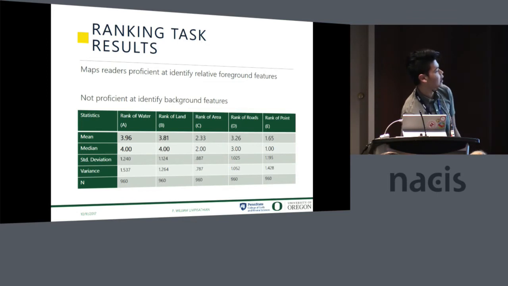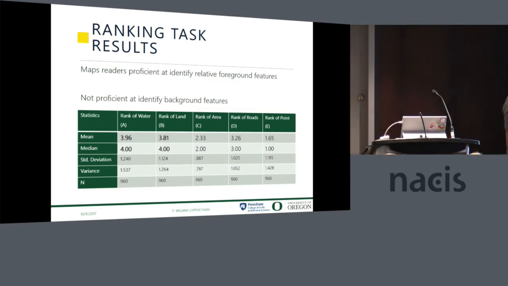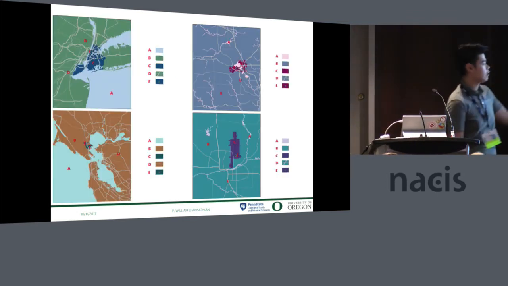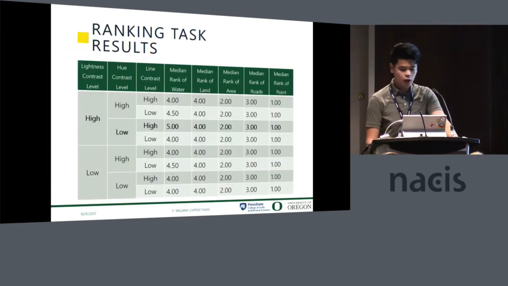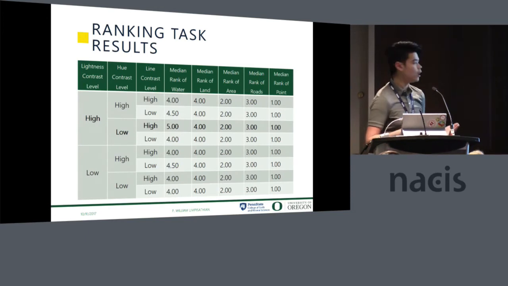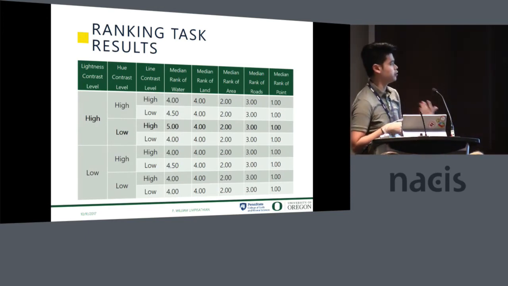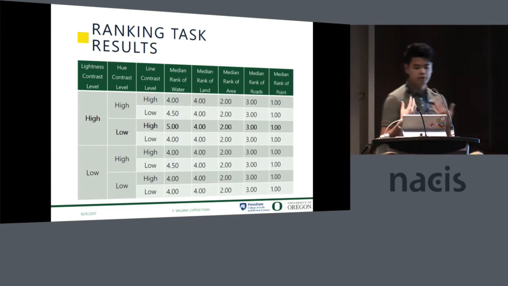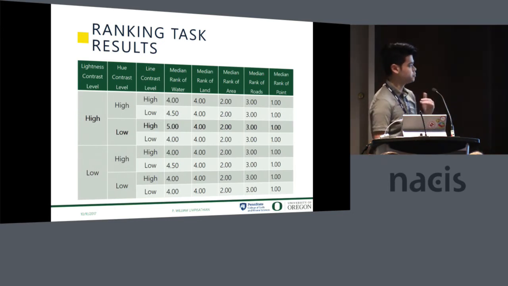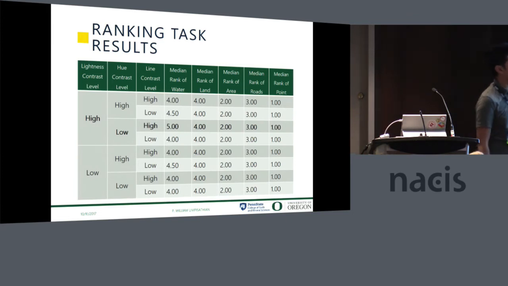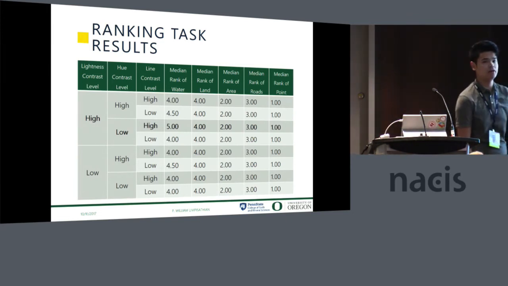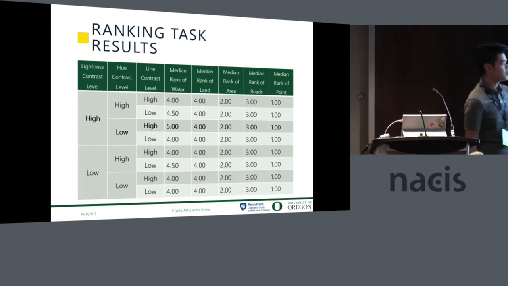So here, if you look again at the median value for the water and land, which is more of a background element, they weren't really sure what was more or less important there. Again, the ranking task did show a particular preference to a specific contrast configuration, which was high, low, high, and this is going to be a repeated theme throughout the other part of the study too.